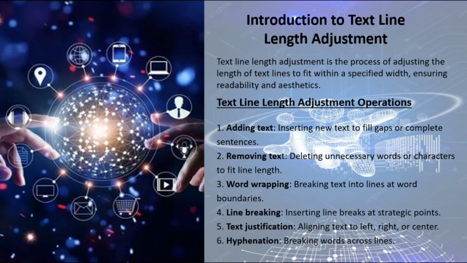Introduction to text line length adjustment. Text line length adjustment is the process of adjusting the length of text lines to fit within a specified width, ensuring readability and aesthetics. Text line length adjustment operations: adding text, inserting new text to fill gaps or complete sentences.